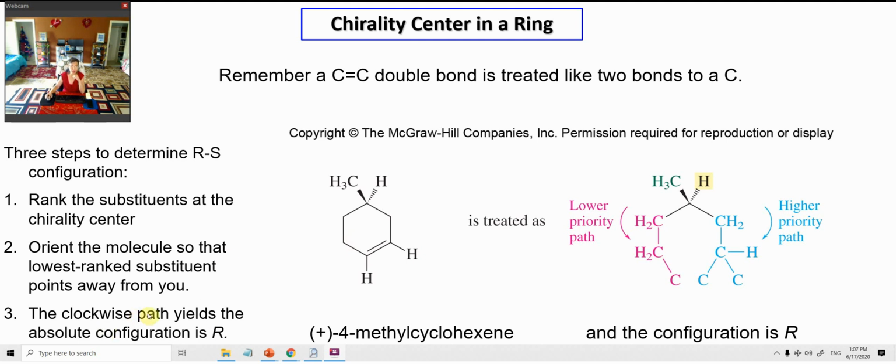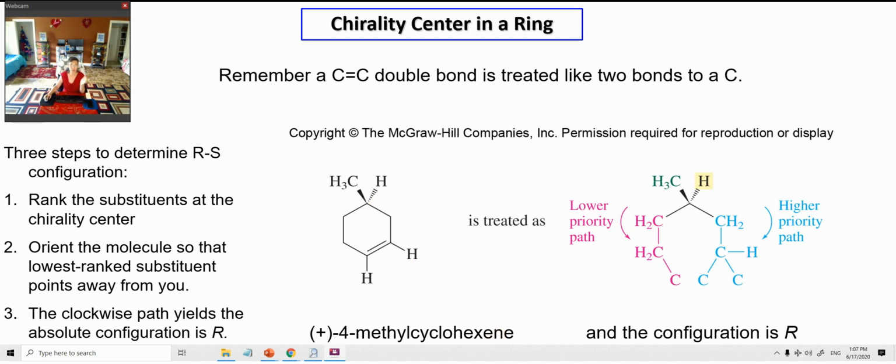Clockwise path yields the absolute configuration, which is R. Otherwise, a counterclockwise path is going to produce an S configuration. We have this molecule related to a cyclohexene. So you have 4-methylcyclohexene. How do you determine RS configuration?